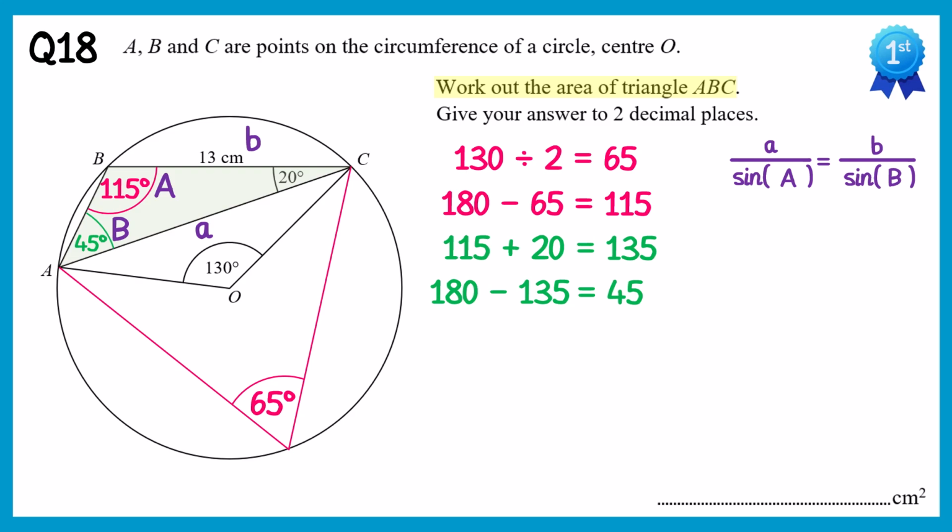If I just substitute my numbers in from the question, it would be A, which I don't know, over sine of A, which is sine of 115, is equal to B, which is 13, over the sine of B, which is sine of 45. I can now find A by multiplying both sides by sine of 115. On the left-hand side, this will cancel the sine 115, so I'll just have A, but on the right-hand side, 13 lots of sine 115 over sine 45.